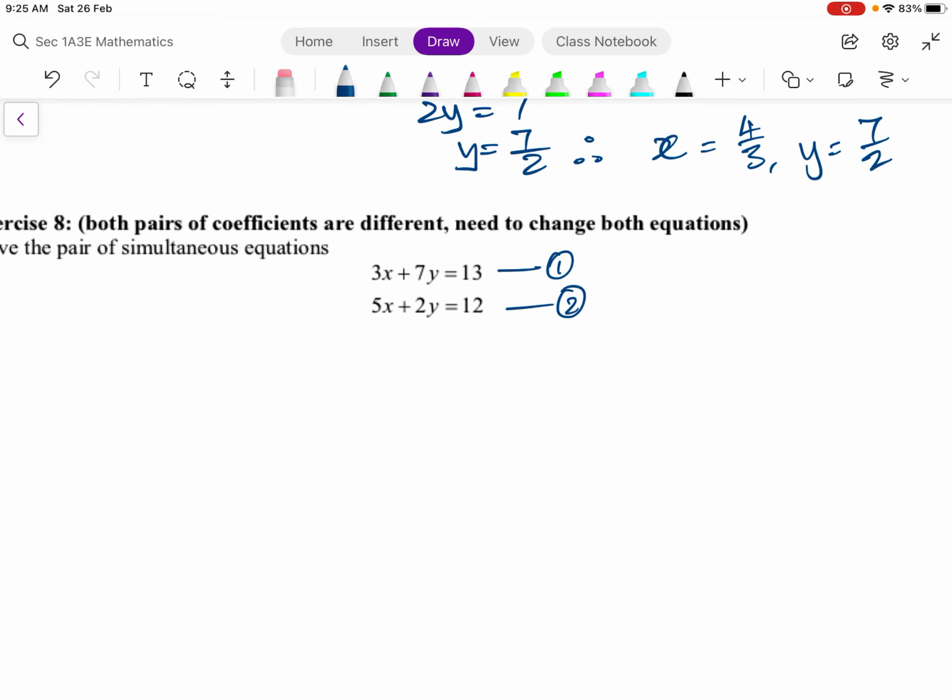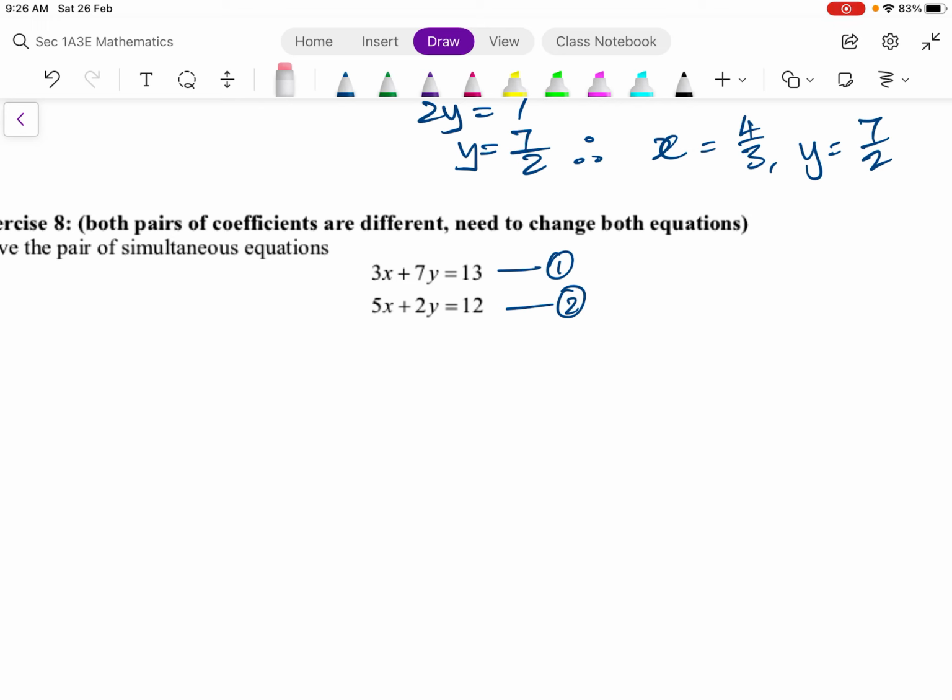Now we notice that in both of these equations, we do not have a variable that has the same coefficient. So if you compare the x variable, we've got 3 versus 5. If you compare the y variables, we've got positive 7 and positive 2. So our objective is to make the coefficients of either x or y the same so that we can start our process of elimination. So our options over here is that we can make all the x variable coefficients to be the same, that is 15, we take the LCM, or we can make the coefficients of y to be the same, that will be the LCM of 14.